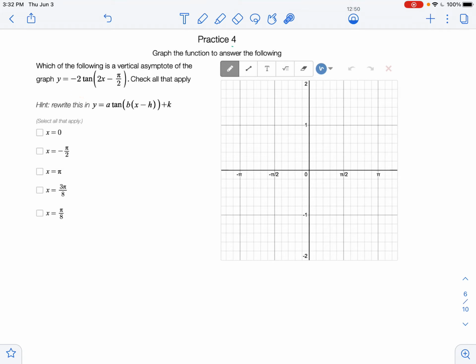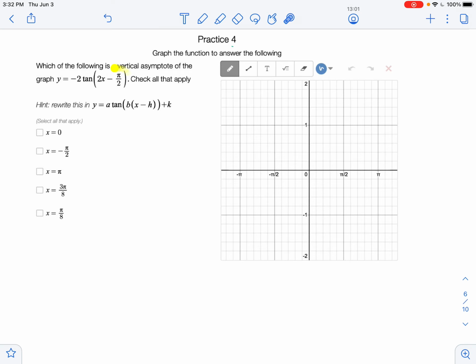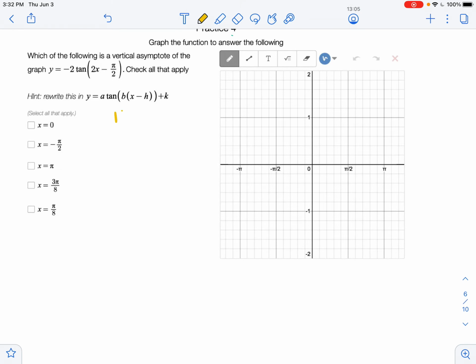But similar to the last problem, we don't have the transformation form, right? We don't have x minus pi over 2. We actually have 2 times x minus pi over 2. So when we get to identifying the phase shift, we're going to have to deal with that. But I'll stay consistent with the processes that we've dealt with so far, identifying our midline or our k value. So our k value, our midline, is 0.